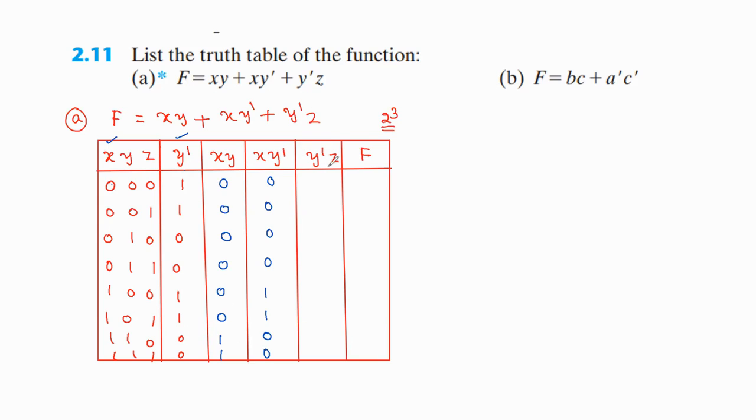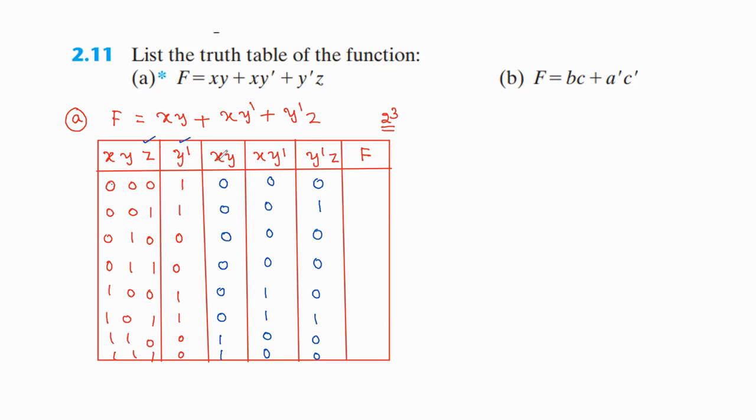Next, y dash z. Y dash z means we should focus on z and y dash. Again the AND gate operation. This is 0. Here both are ones, therefore the output is 1. Here zeros, so this is 0, and this is again 0. Then 1, 1, 1, 0, 0.